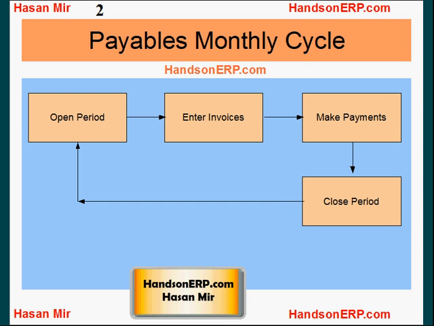Invoice, you make payments, then you enter more invoices, then you make more payments. This will keep on happening until the end of the period is reached. Then you close the period. Now you open the next period and you start these activities in the next period. Okay, so this is what happens in the payables department.